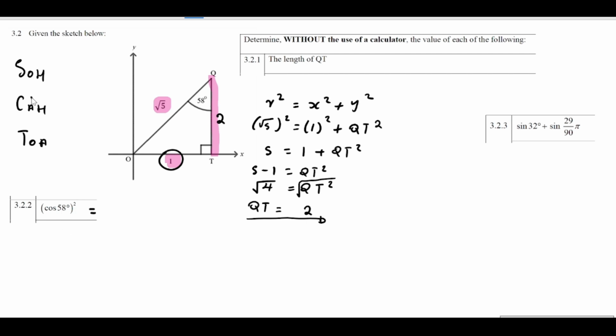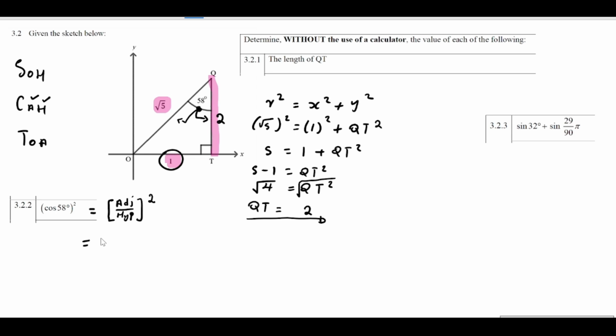What is cos? Cos is adjacent over hypotenuse. When you look from this angle, where the perspective of your angle is 58 degrees, what is the adjacent side? This is your adjacent side. And what is your hypotenuse? This is your hypotenuse side. So you're going to say the cosine of 58 degrees, you can just say this is going to be the adjacent side divided by the hypotenuse side, squared.